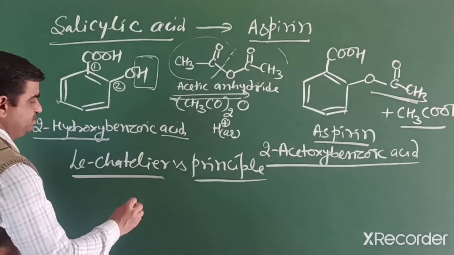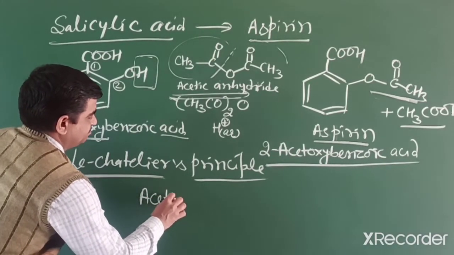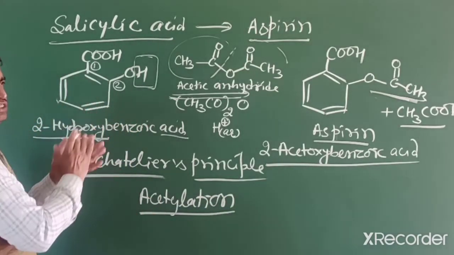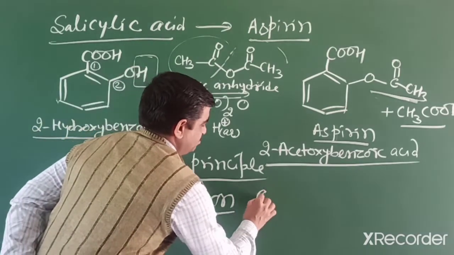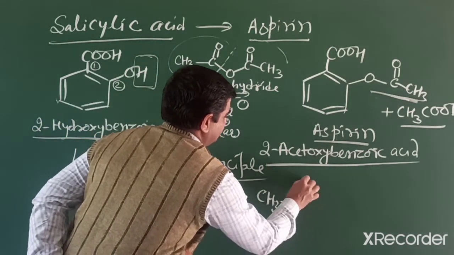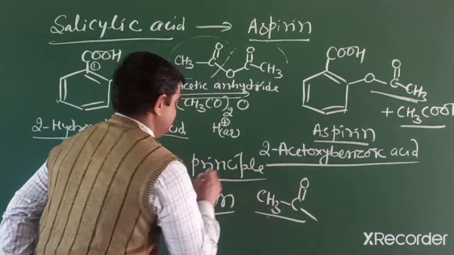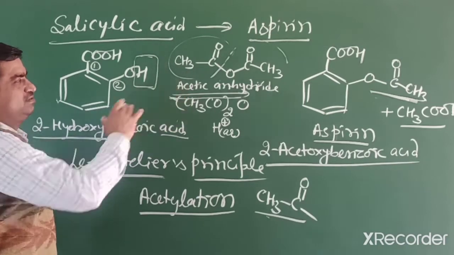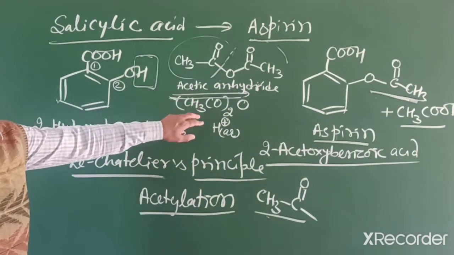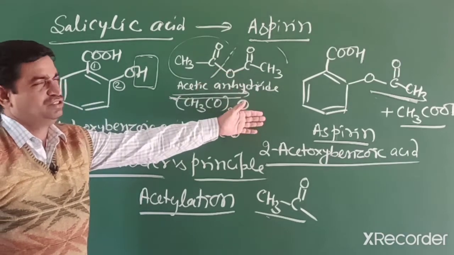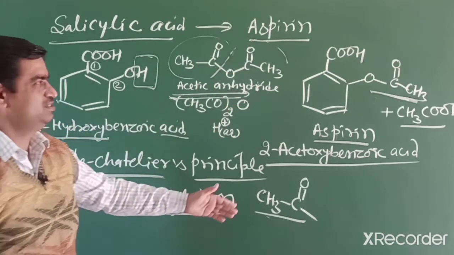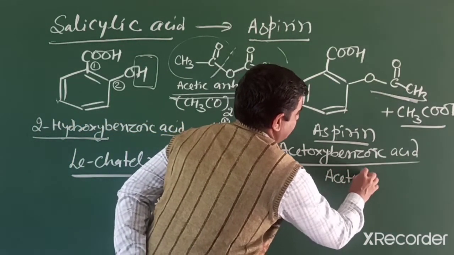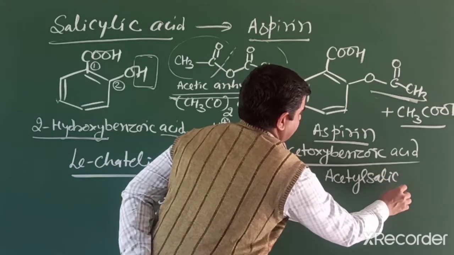This reaction is known as acetylation. Acetylation means introducing an acetyl group into the compound. So this reaction is esterification as well as acetylation. When salicylic acid reacts with acetic anhydride in the presence of sulfuric acid, we get 2-acetoxybenzoic acid, or its name is acetylsalicylic acid.